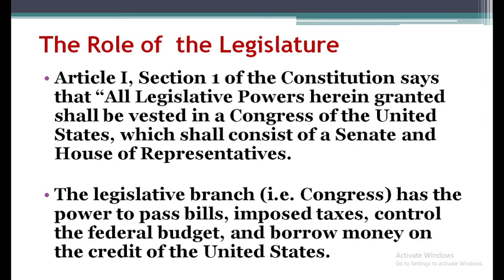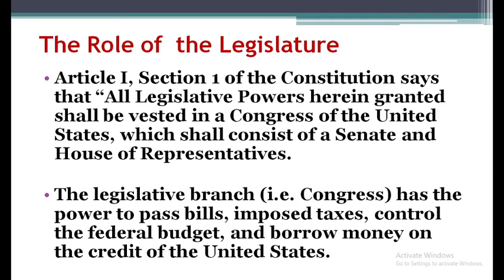Now, the first article and first section of the Constitution of USA says that all legislative powers herein granted shall be vested in the Congress of the United States, which shall consist of a Senate and House of Representatives. In short, all legislative powers are vested in the hands of the Congress, which is the legislative branch of the government. The legislative branch, that is Congress, has the power to pass bills, impose taxes, control the federal budget, and borrow money on the credit of the United States. This implies that all the income and expenditures of the government, including those of the executive and judiciary, are to be decided by the Congress.